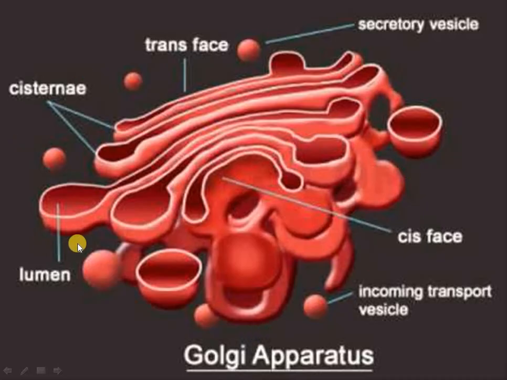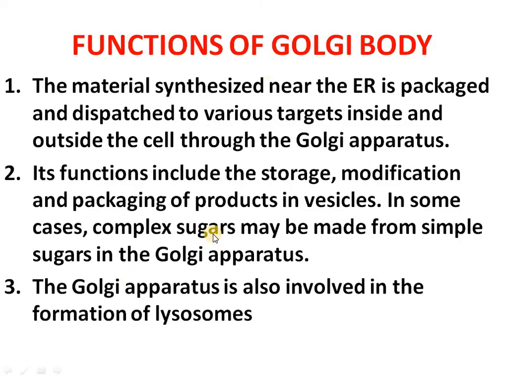Now you must be clear, you don't have to draw this diagram, this was just for your understanding. And now you are clear that the main function of the Golgi body is storage, modification and packaging of products which it has received from the endoplasmic reticulum in the form of vesicles, and then to transport them to their target site inside or outside the cell in the form of secretory vesicles. It is also involved in the formation of lysosomes. Clear?